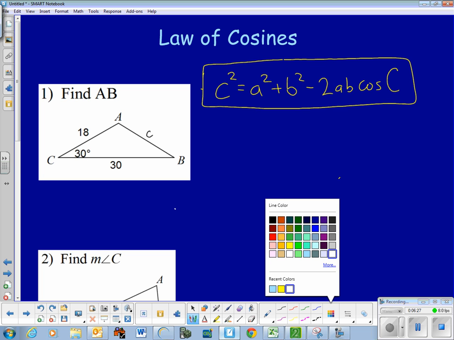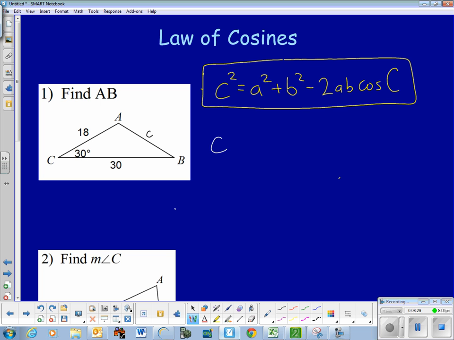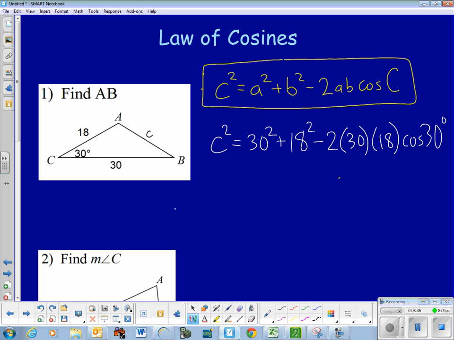Now, what do I know? I'm looking for c squared. I don't know that. What I do know, side A is 30. Side B is 18. Minus 2 times 30 times 18 times the cosine of 30 degrees. It's that easy to use the law of cosines once you have determined what's little a, b, and c, and big A, B, and C.